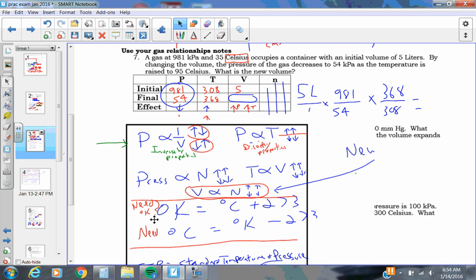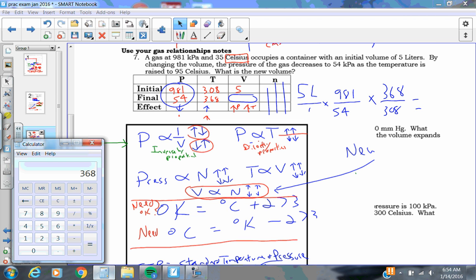Now it's a long process, but the way I like to do this, press clear. Let's see if I can clear. Not sure where, there it is. The way I like to do this is just go all the way across the top. 5 times 981 times 368. And then any number on the bottom I divide. So divide by 54 and also divide by 308, and that equals 108.5.